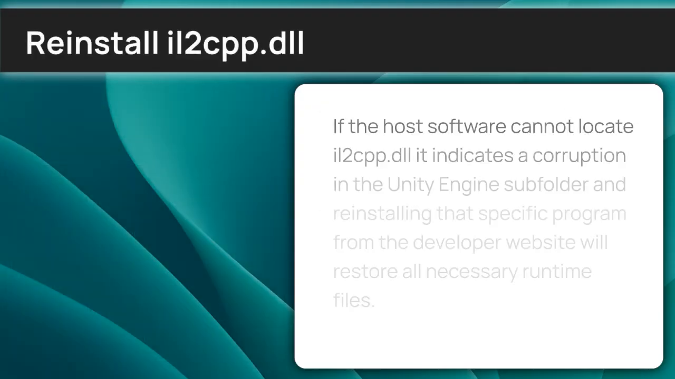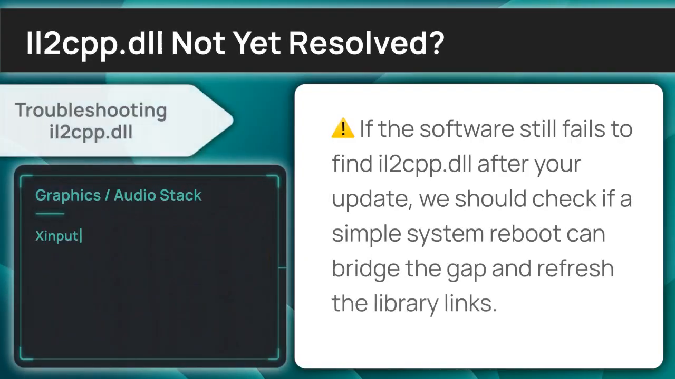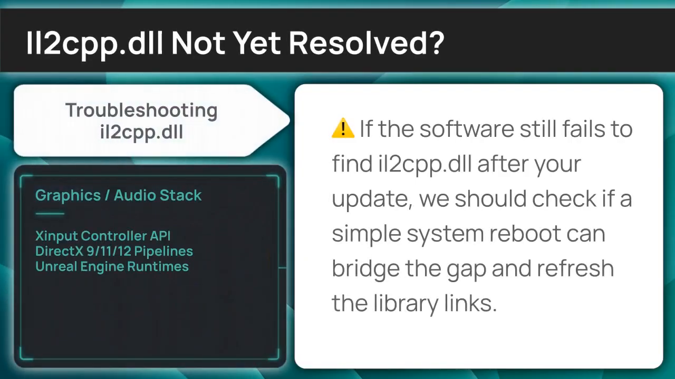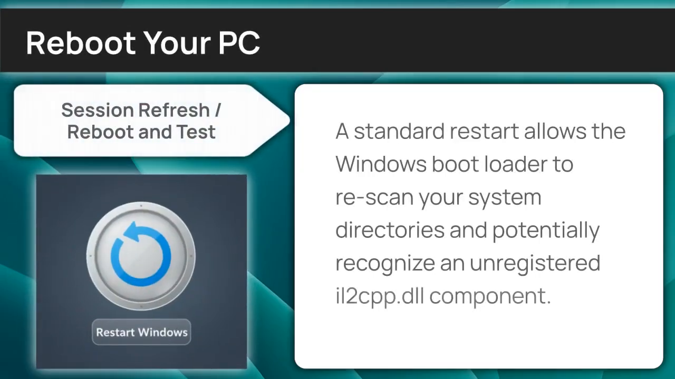If the host software cannot locate the il2cpp runtime module DLL, it indicates a corruption in the Unity engine subfolder, and reinstalling that specific program from the developer website will restore all necessary runtime files. When a standard reinstall doesn't cut it, we move to advanced diagnostic steps to ensure the system is properly configured. A quick system restart is a practical way to ensure that all shared libraries, including il2cpp runtime module, are being loaded correctly into the current session's memory.